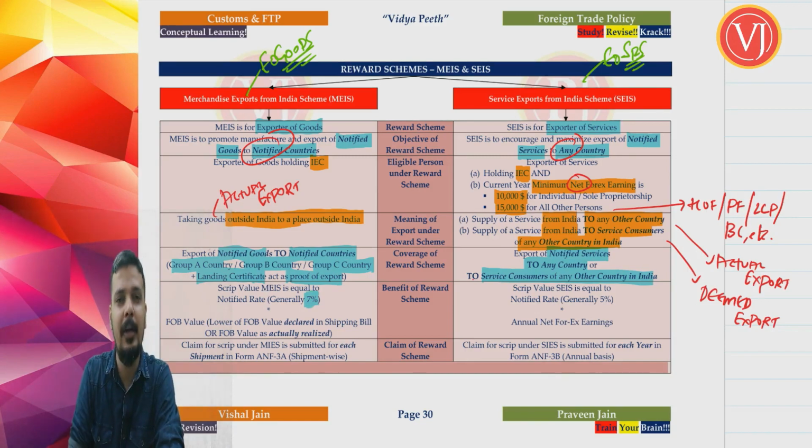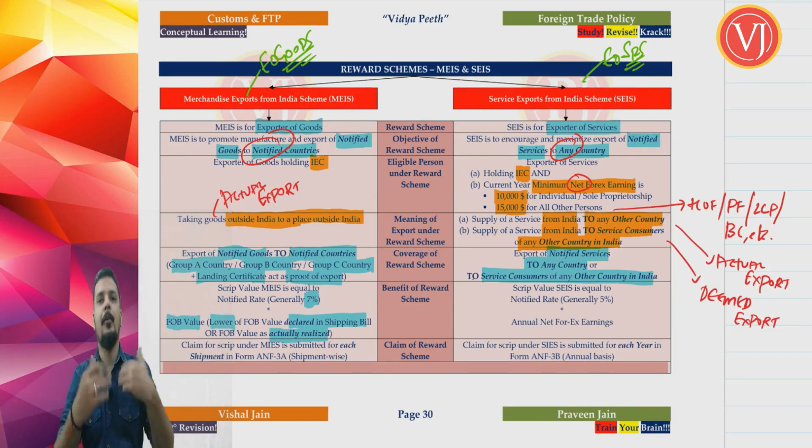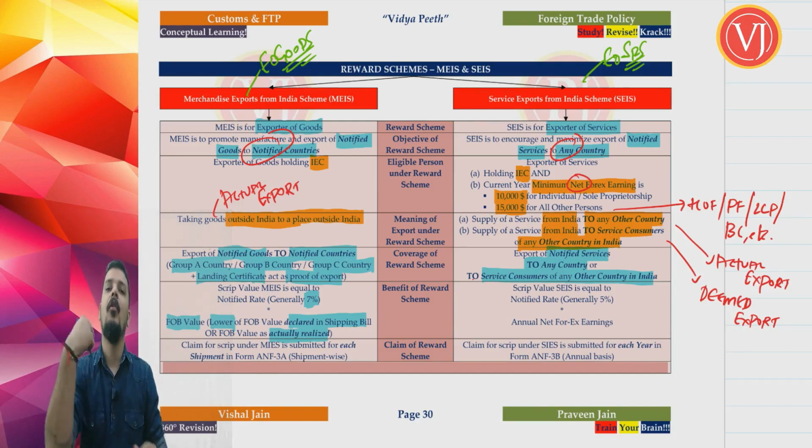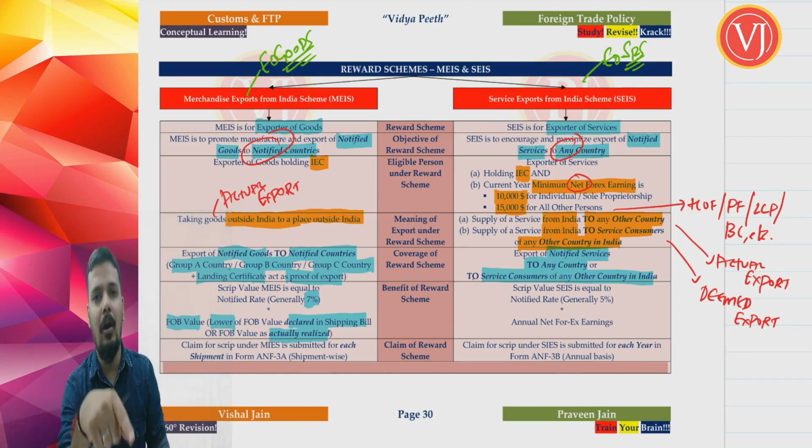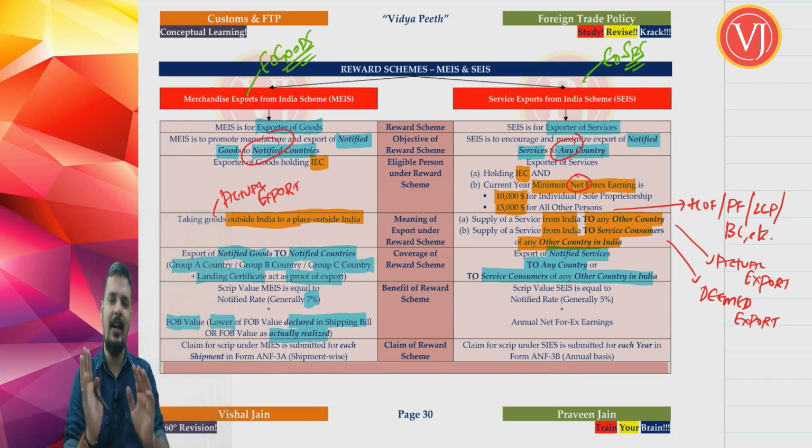So export value multiplied by 7%, and friends, export value is FOB value, which is declared in the shipping bill, or whatever is realized actually, whichever is lower. So your export value that you have shown in your shipping bill, or what you have realized in foreign currency, whichever is lower. So FOB value, but not exactly the FOB value; what you have declared in your shipping bill, or what you have actually received in convertible foreign currency, whichever is lower. That percentage multiplied by FOB value.